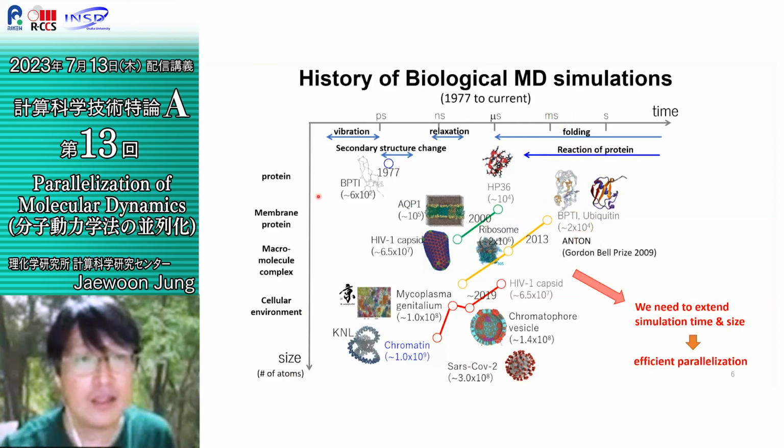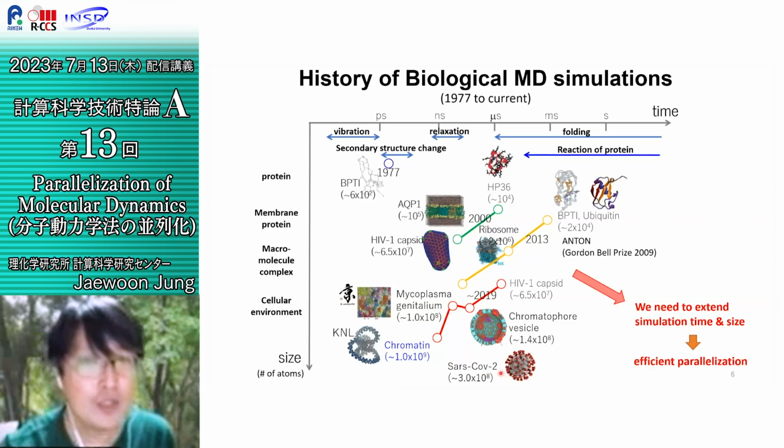And compared to that, the target system size has also increased quite a lot. The initial one was just 600 atoms, but using NAMD software, at some point we could increase the target system size up to 65 million atoms. And recently, they have about 300 million atoms.